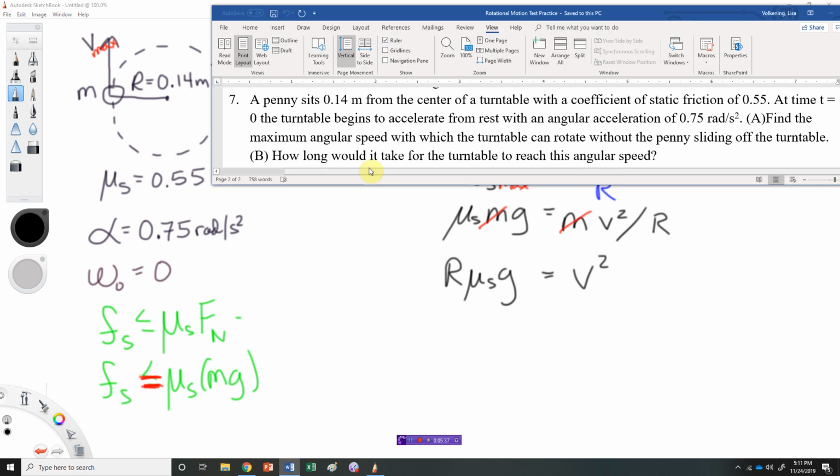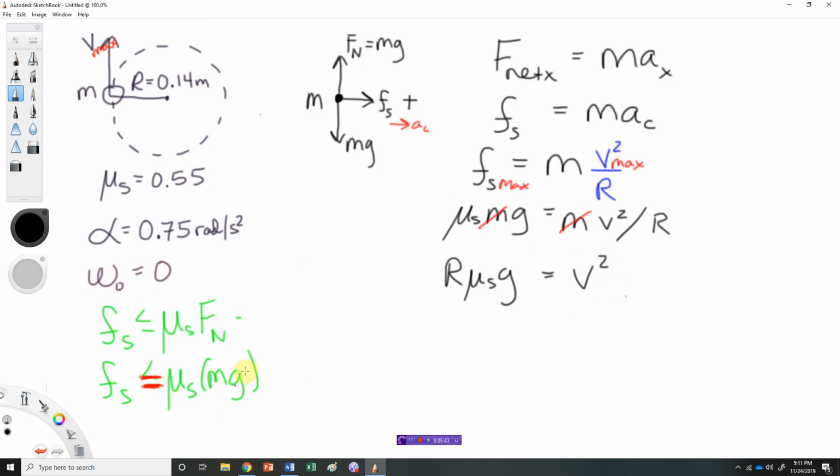The problem wanted angular velocity. So we have to make a little bit of an adjustment with one more equation here. We also know that linear speed equals angular speed times r. So I'm going to replace that in here.